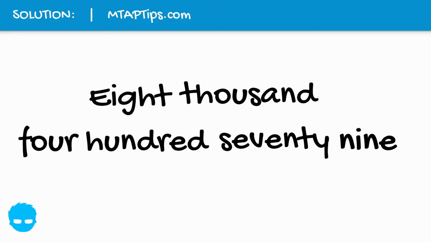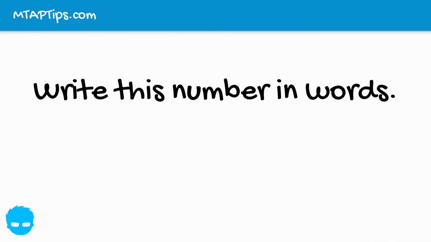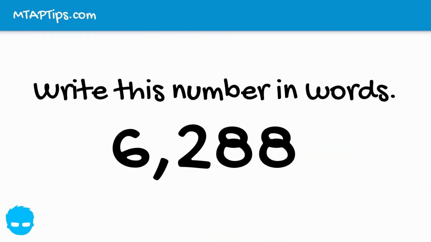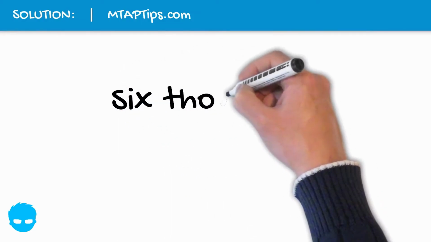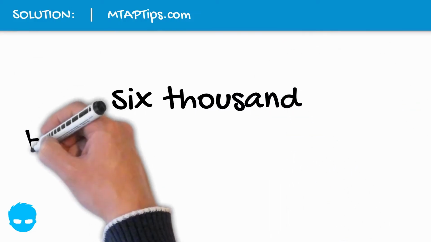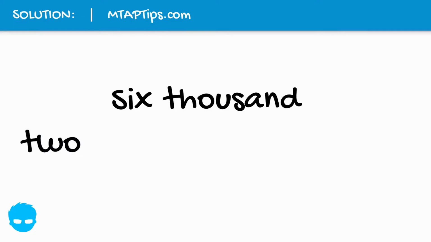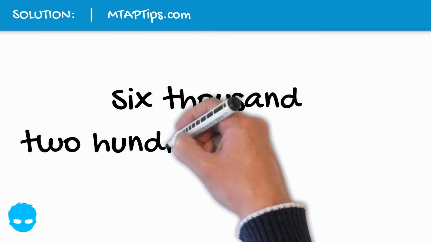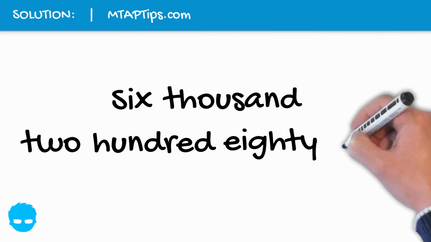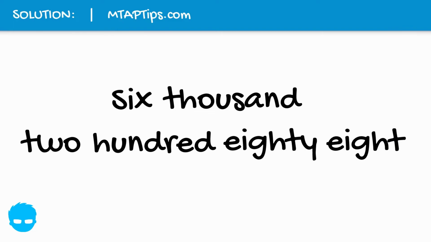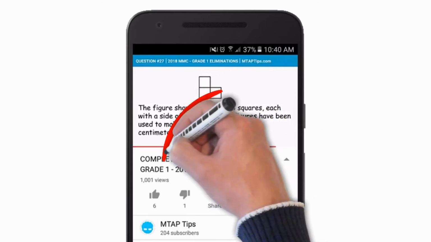Let's just do another one. Write this number in words. 6,288. So that's 6, S-I-X, 1,000, T-H-O-U-S-A-N-D, 2, T-W-O, 100, H-U-N-D-R-E-D, 80, E-I-G-H-T-Y, then 8, E-I-G-H-T. 6,288.